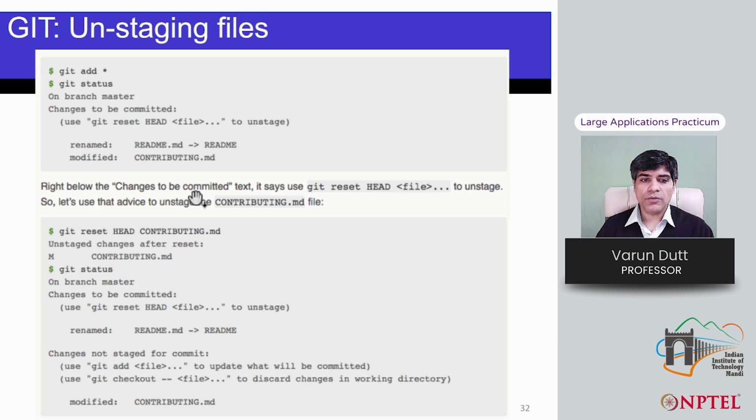Now, right below the changes to be committed, it says this statement, git reset HEAD file, and basically this is the command to be used for unstaging the file. So if we run git reset HEAD contributing.md, this will unstage the file, and you can see now, changes not staged for commit are modified contributing.md, and the README file which has been renamed continues to be staged.